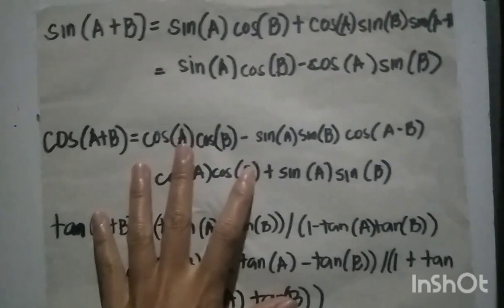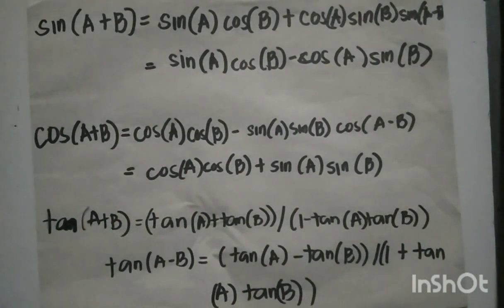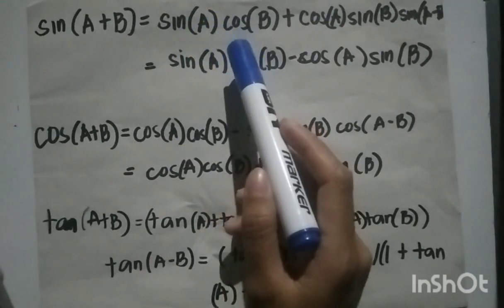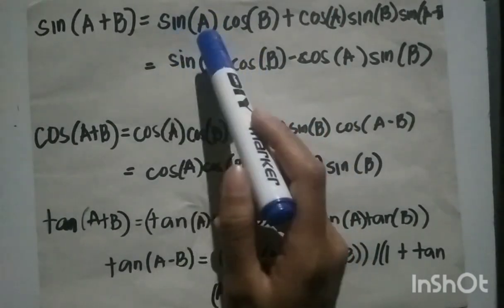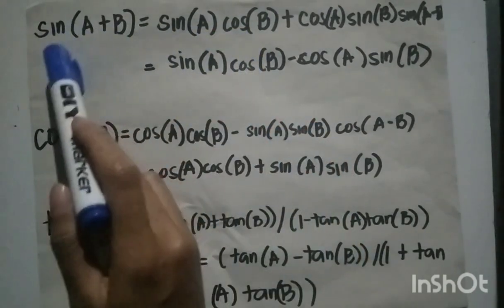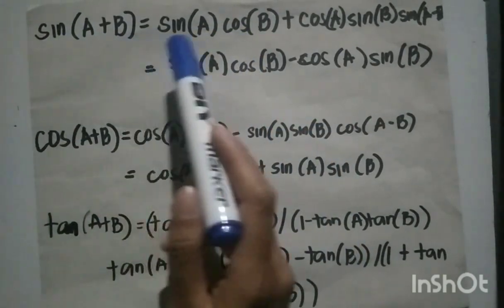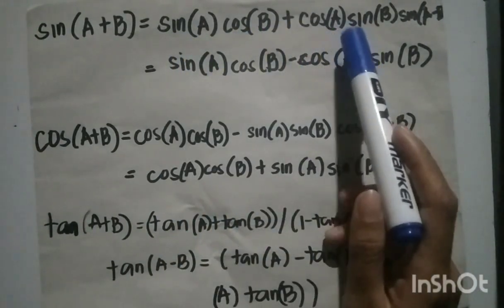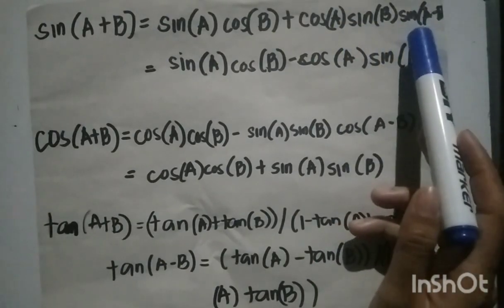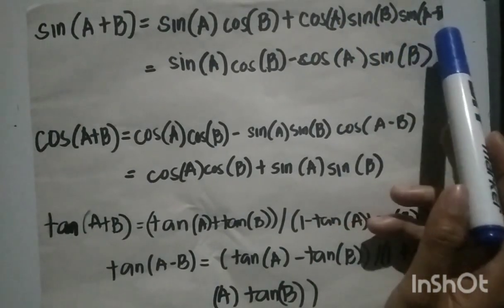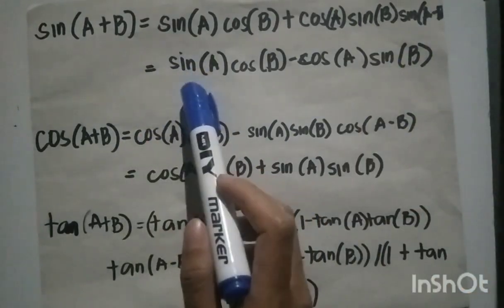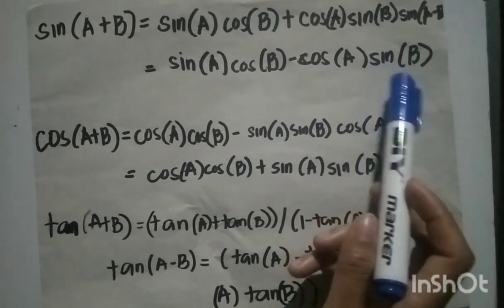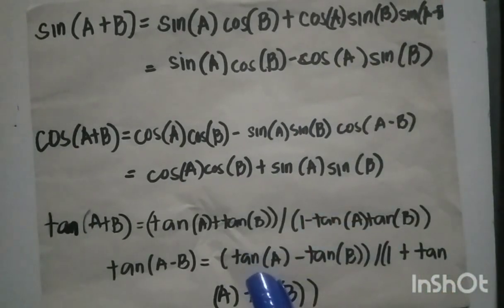So for the sine function, we have sine alpha plus beta is equal to sine alpha cosine beta plus cosine alpha sine beta, and sine alpha minus beta is equal to sine alpha cosine beta minus cosine alpha sine beta. So that is the sine function.